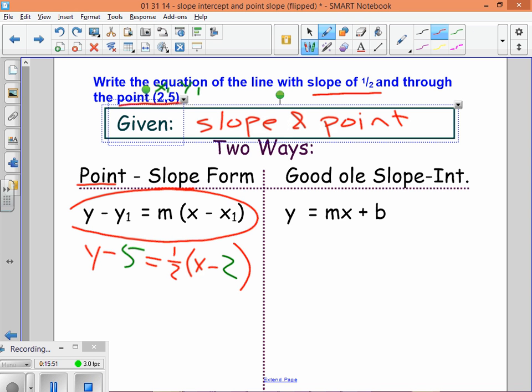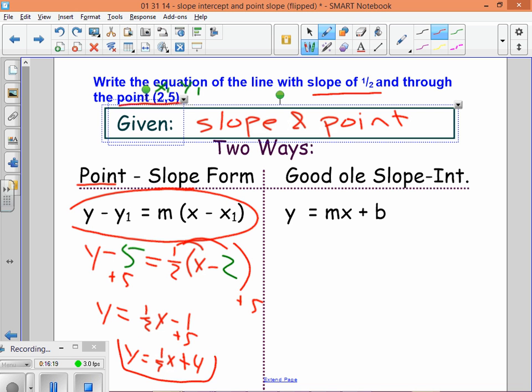I am done, but sometimes I want it in y equals form, so you could add 5 to both sides and distribute to get y equals 1/2 x, 1/2 times negative 2 is negative 1, and then plus 5 gives you y equals 1/2 x plus 4. That's it in y equals form, otherwise known as slope-intercept. This would be it in point-slope form.